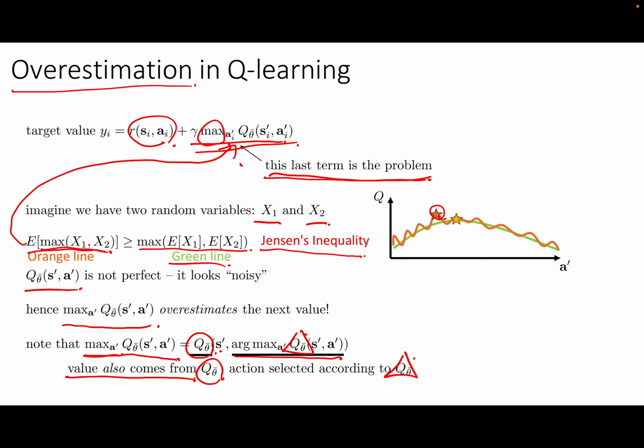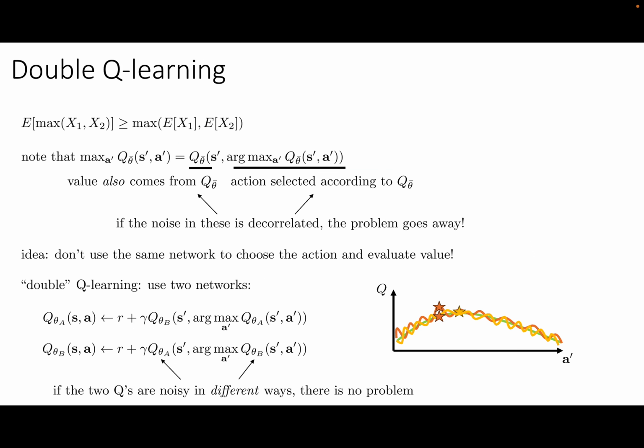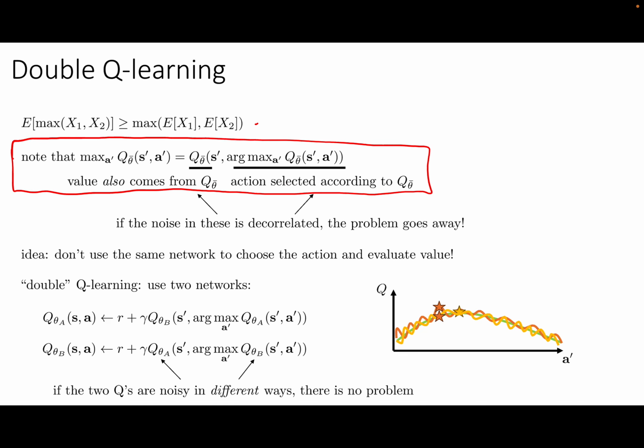Let's rewrite this. We can plug the action into this argmax. But the problem is that the Q value itself is also from Q theta bar, and the action that maximizes Q theta bar is also from this one, the triangle. That is the thing that we need to check to address this kind of overestimation in Q learning. This inequality is still the same as the previous one. That is the fundamental problem: value and action are from the same network.